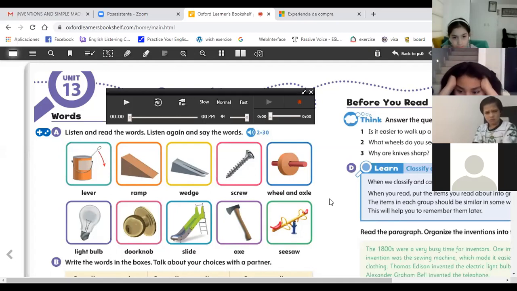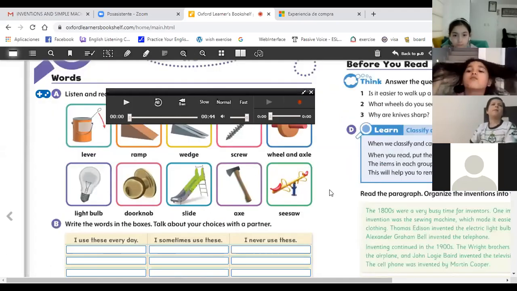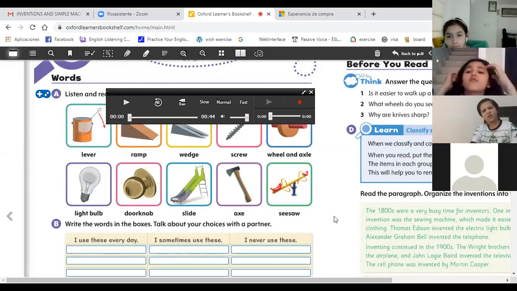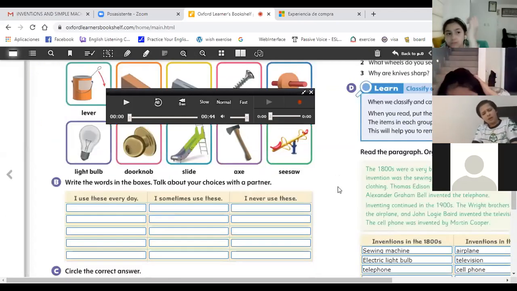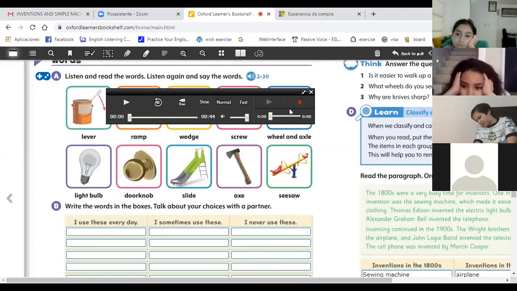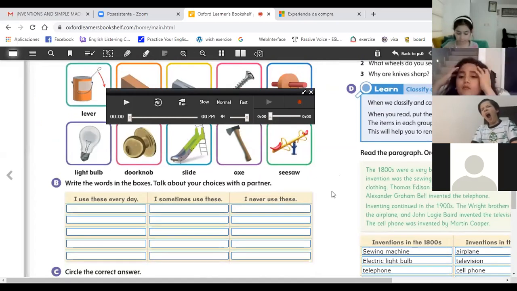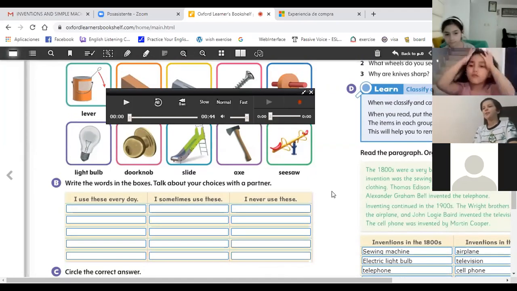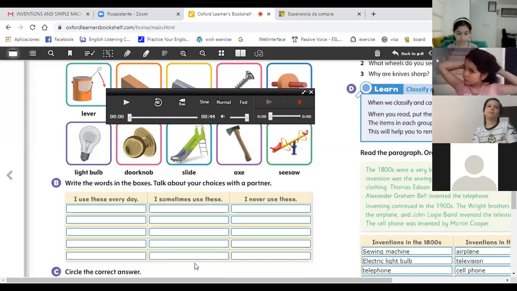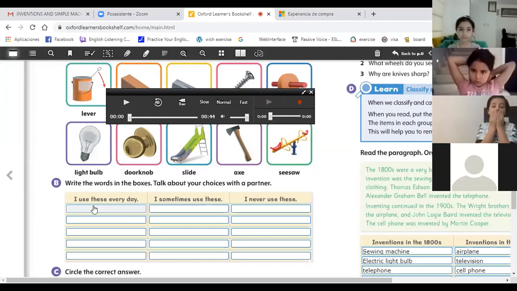We are going to know what the uses are for these words or for these objects. Okay, so in exercise letter B, they ask us to order the words in 3 different groups, to arrange the words in 3 different groups.